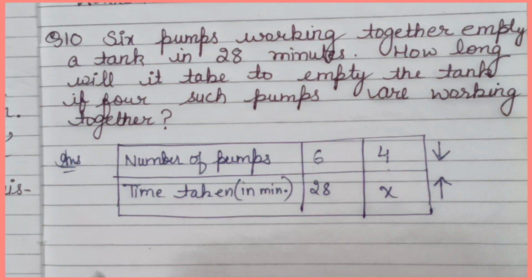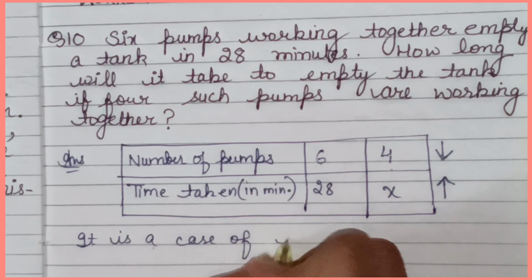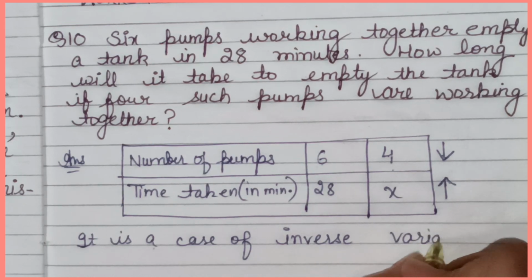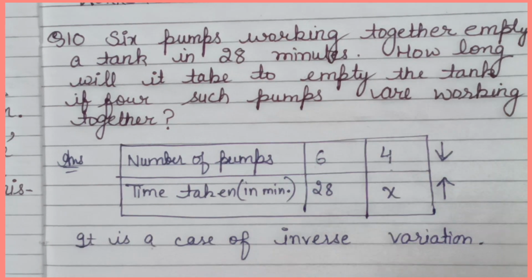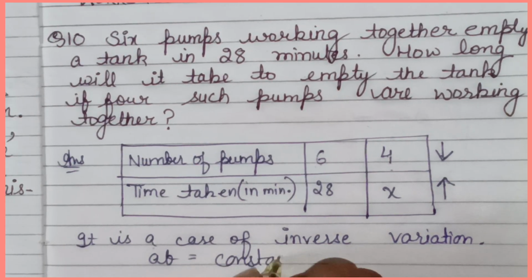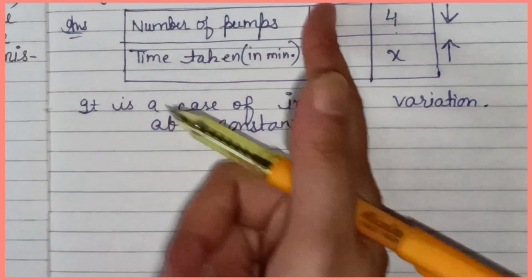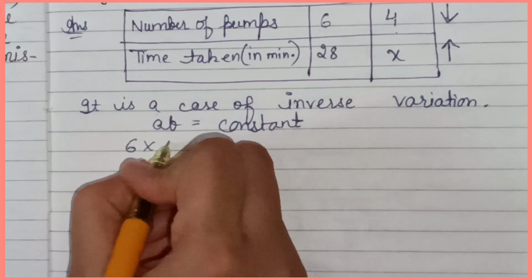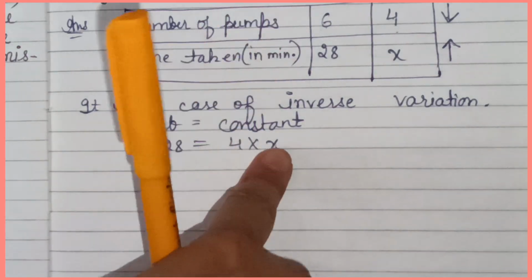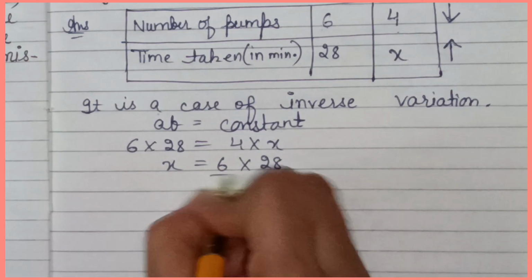I write here, so it is a case of inverse variation. And we know the formula for inverse variation is the product of A and B is equal to a constant. So I write 6 multiplied by 28 is equal to 4 multiplied by x. Now I have to find the value of x from here. I write x is equal to 6 multiplied by 28 upon 4.